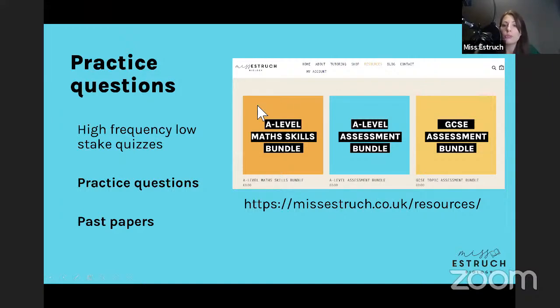I have them grouped according to what is in the bundle. So I have the A-level math skills bundle. The A-level assessment bundle is topics 1 to 8, a booklet for each topic with loads of exam questions and the answers. I also have the skills assessment bundle, free as well, and that is booklets according to the type of skill the question assesses.